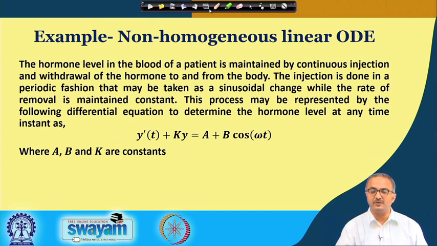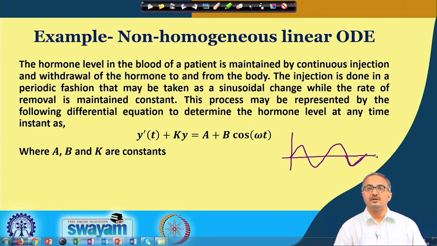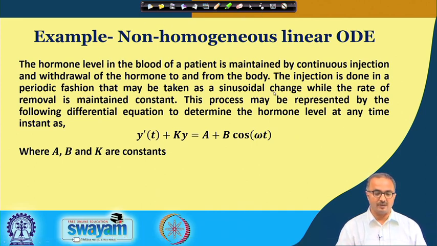When we talk of a sinusoidal wave, what we mean is that we have some kind of an amplitude and a time period. This is the kind of thing we are talking about, and we are assuming that the hormone is periodically injected into the system. This process may be represented by the following differential equation to determine the hormone level in the blood at any time. So, this is the particular expression.